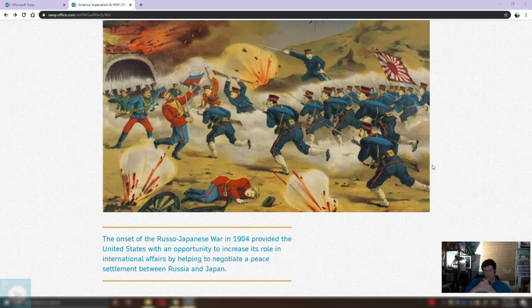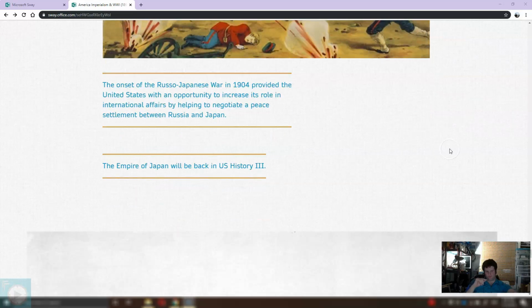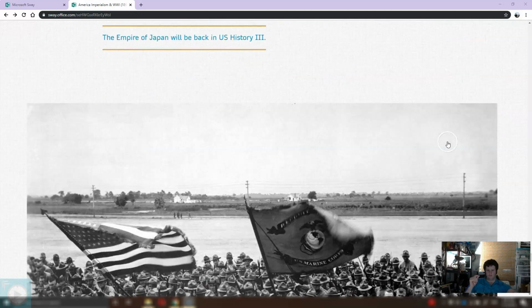And so not only are we taking an interest in things where we personally gain, we're also taking an interest in just meddling in affairs of the world in general. And this is a trend that continues to grow throughout this time period. And we will study it in examples of the Spanish-American War, the U.S. and the Caribbean, things like that. But the Empire of Japan will be back in U.S. History 3. It'll kick off U.S. History 3 with the Second World War.